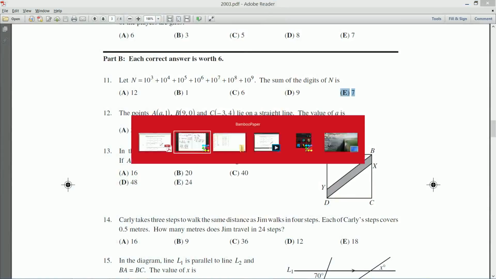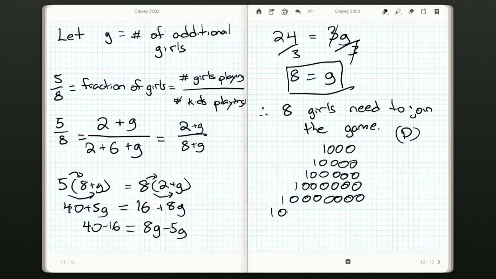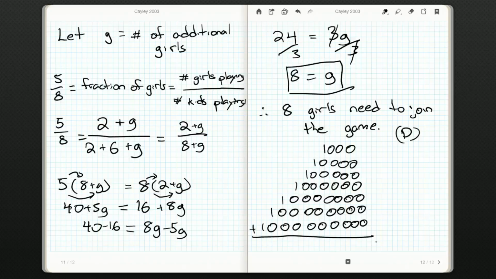However, if you didn't just jump to that, of course, we can always write this number out. 1,000, 10,000, 100,000. These are the numbers I'm going to add up. 1,000,000, that's 10 to the 6. Now we've got 10 to the 7, 10 to the 8, and 10 to the 9, which is 1 billion. So we got 9 zeros. So this is going to be the number n here.